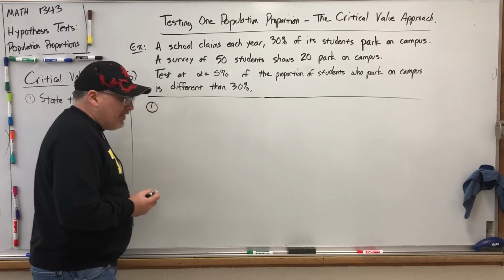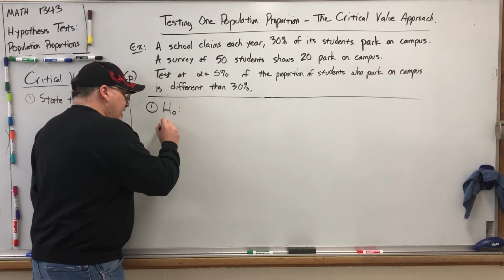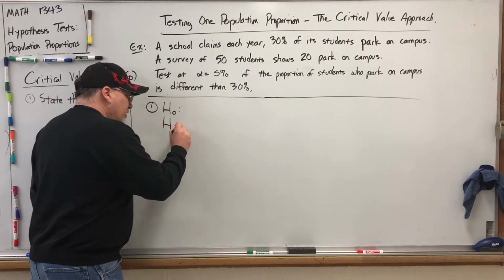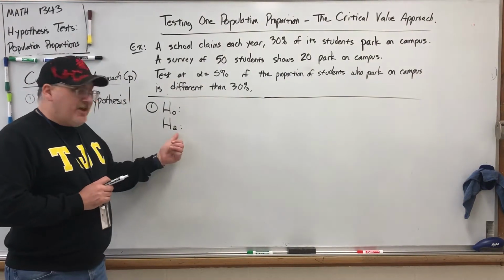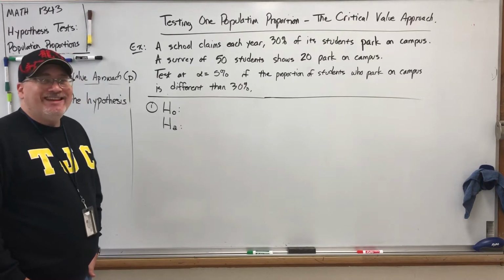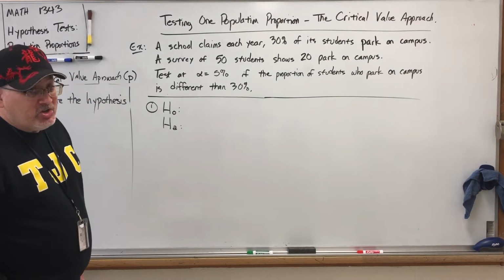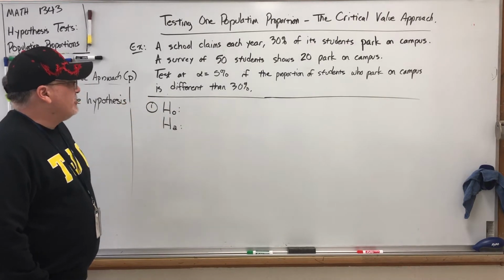All right, so step 1. When you state your hypotheses, you will always have an H0 and an HA, or depending upon the textbook or professor that you have, this might be H1. But remember, these aren't variables. You don't set them equal to anything. They are simply abbreviations for the phrases null hypothesis, alternative hypothesis.